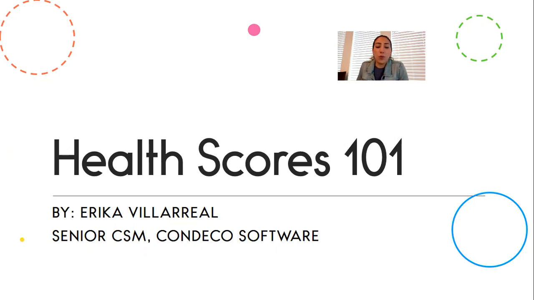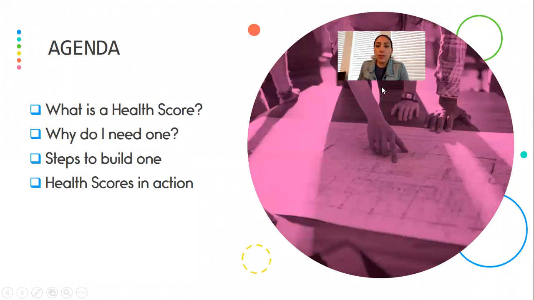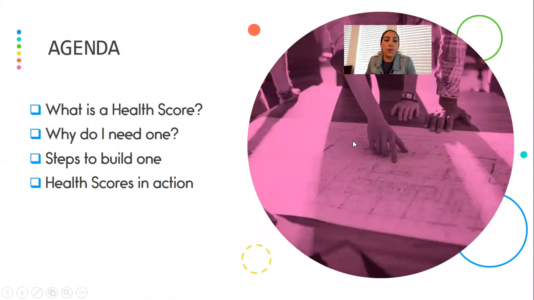Today, the topic of this presentation will be health scores. So let's dive into it. The agenda for today is we're going to be discussing first what the definition of a health score is, why every company needs to build one, which are the steps to build a successful health score. And finally, I'm going to be showing some examples of how a health score looks in action. So let's get started.